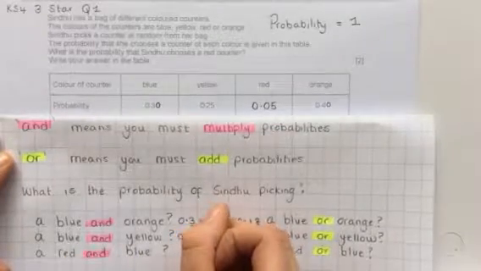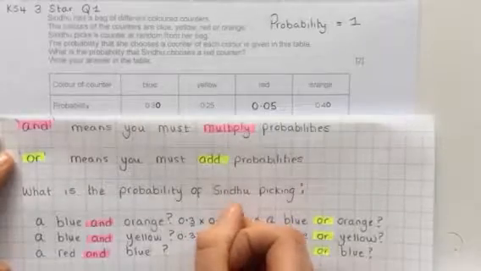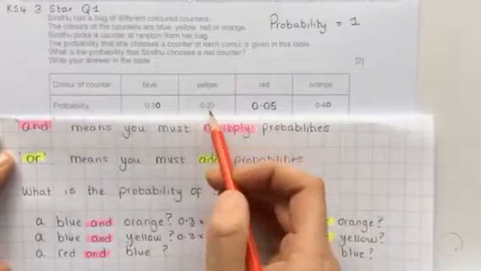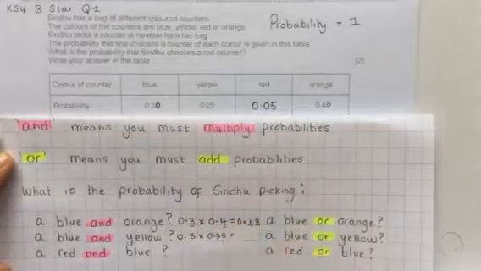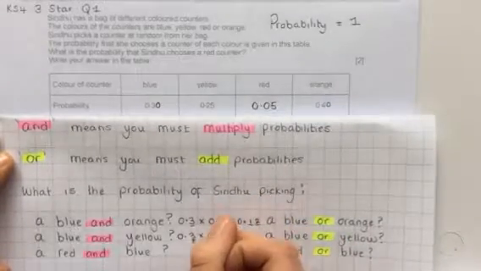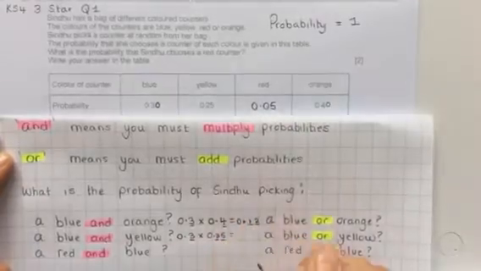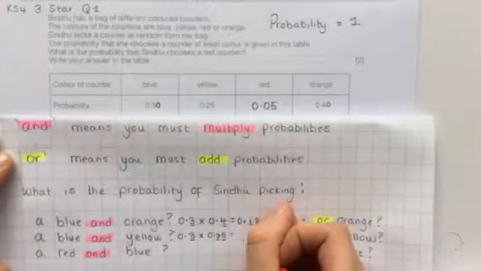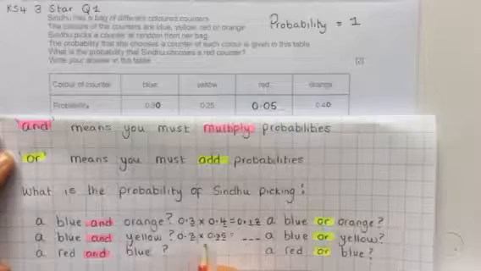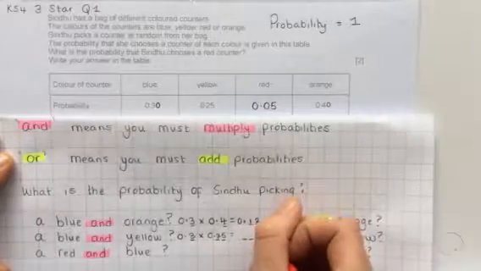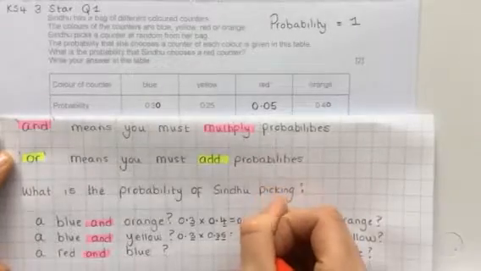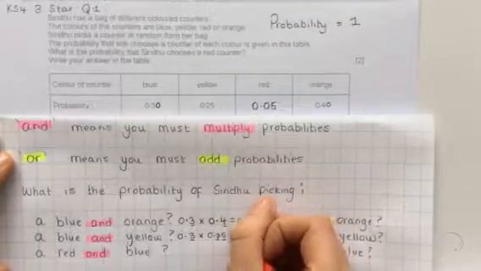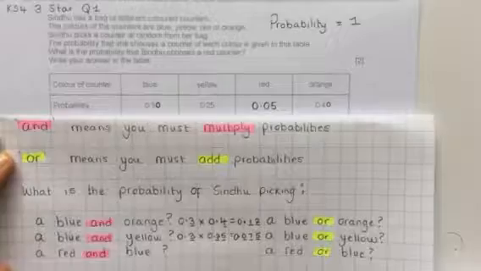Same for blue and yellow then. We've got 0.3 for blue still, multiplied by the probability for yellow as 0.25. This time we're looking for 3 decimal places because there's 3 decimal places in our question. So 1, 2, 3. 3 times by 25 gives me 75. So I've got a 5 there and a 7 there. 0 must fill our empty space with a 0.0 before it.